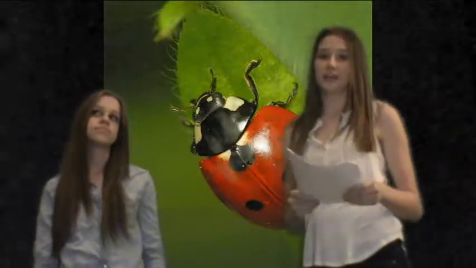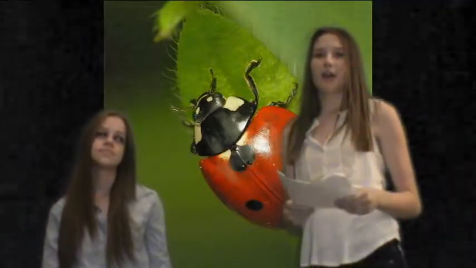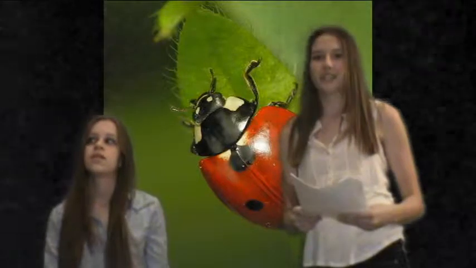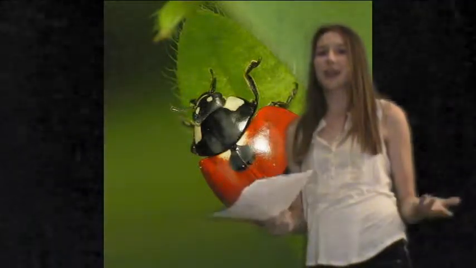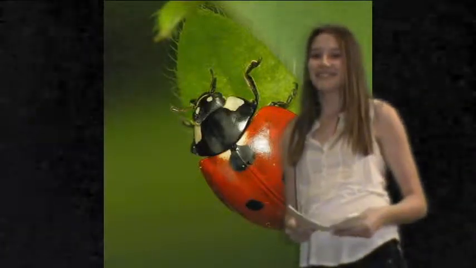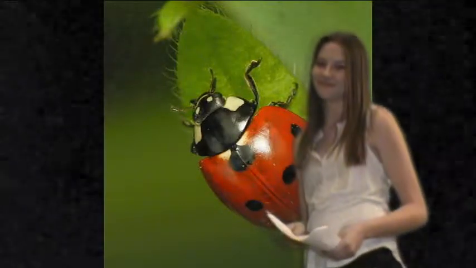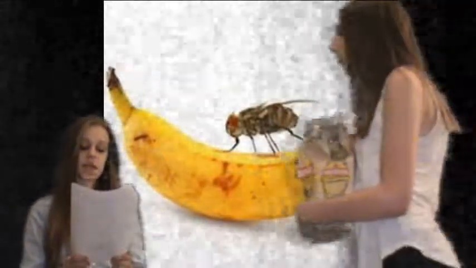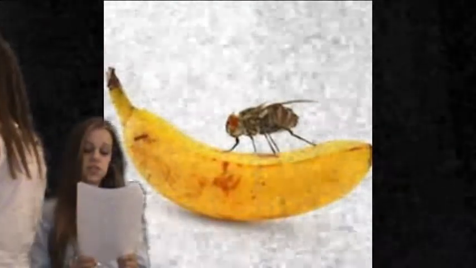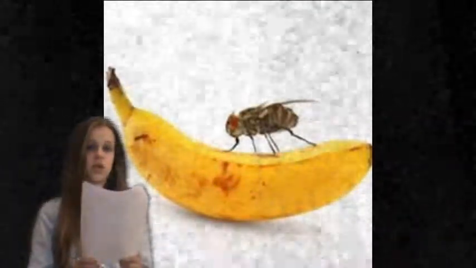There are many different phenotypes for ladybugs. Some of them are color or number of spots. The color can range from red to orange, and spots from 0 to 6. Fruit flies vary with eye color and size. Some flies had red eyes while others had black. The size of the flies ranges from fairly small to pretty large.